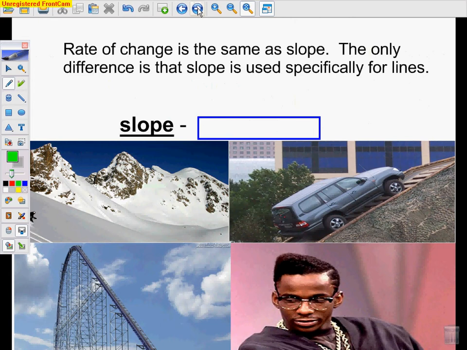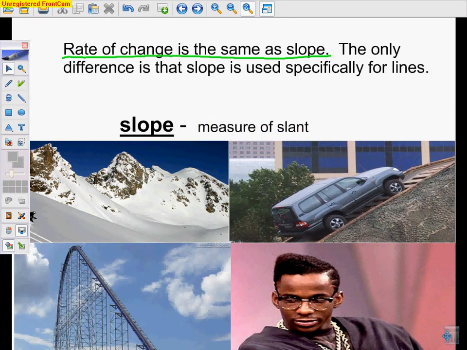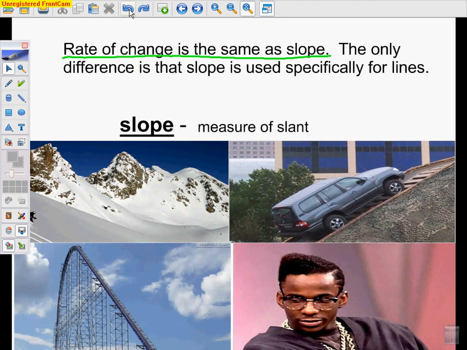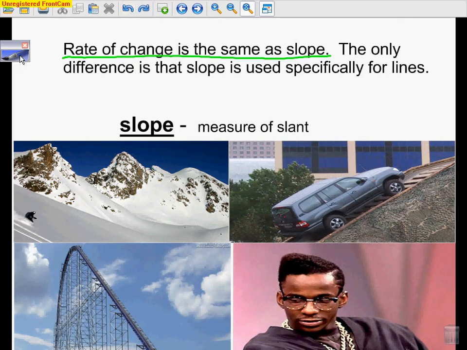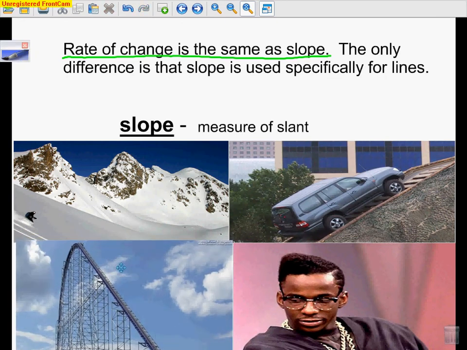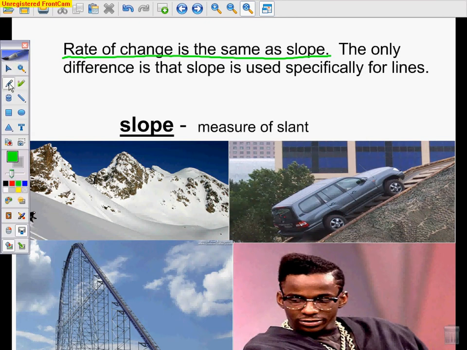Okay? Now, rate of change is the same thing as slope. However, slope is used specifically for lines. When I think of slope, I think of how slanted something is. Slope is how slanted something is. So these are all examples of slopes. Ski slopes, this hill is a slope, this ride right here, the Millennium Force. I love the Millennium Force. That's a slope. And then even this haircut that Bobby Brown had back in the day, that was sloped.